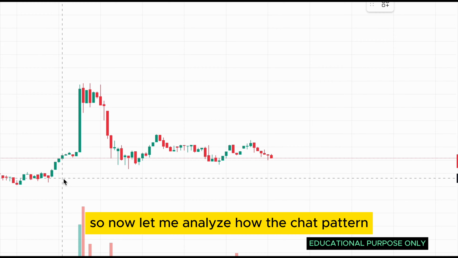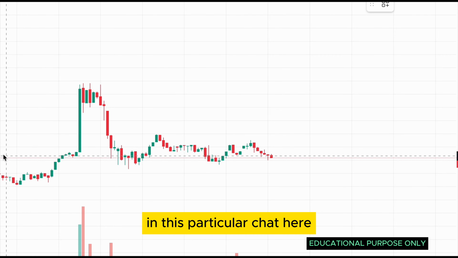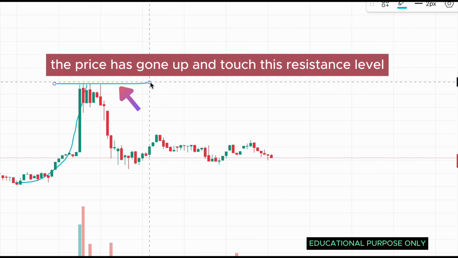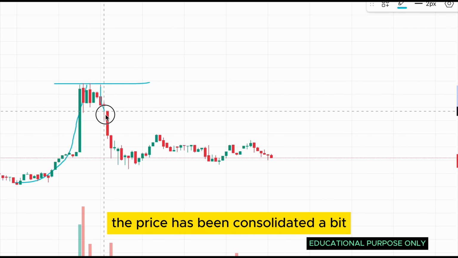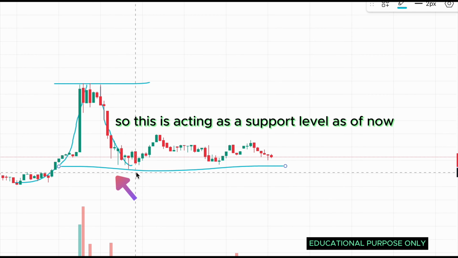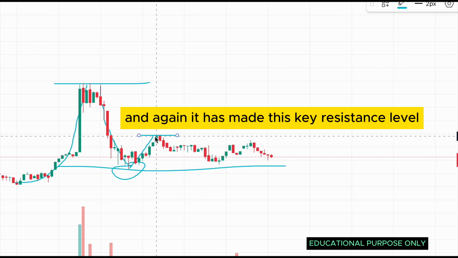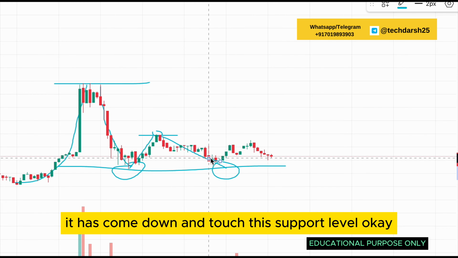So now let me analyze how the chart pattern or the price formation has been formed in this particular chart here. As you can see, the price has gone up and touched this resistance level, and after touching this level the price consolidated a bit and came down. This is acting as a support level as of now. This support level has been touched once here and gone up, and again it has made this key resistance level, and again it has come down and touched the support level.